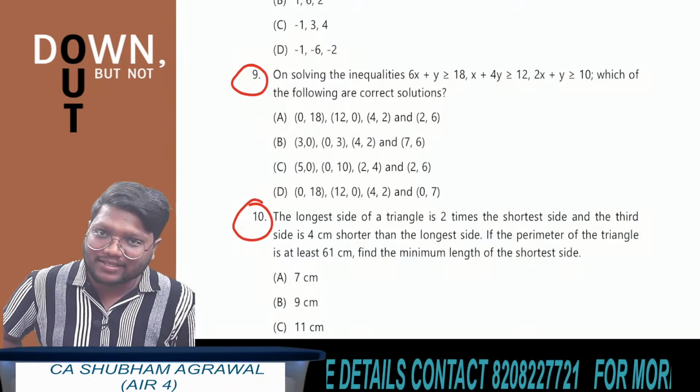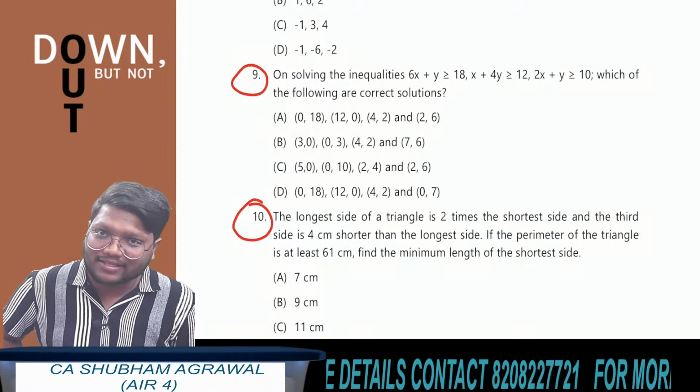Okay. We want x plus 4y either greater than 12 or equals to 12. So here we are getting it exactly 12. And we want 2x plus y greater than or equals to 10. So here we are getting 2x plus y exactly 10. So by putting x as 4 and y as 2, all the three inequalities are getting satisfied.